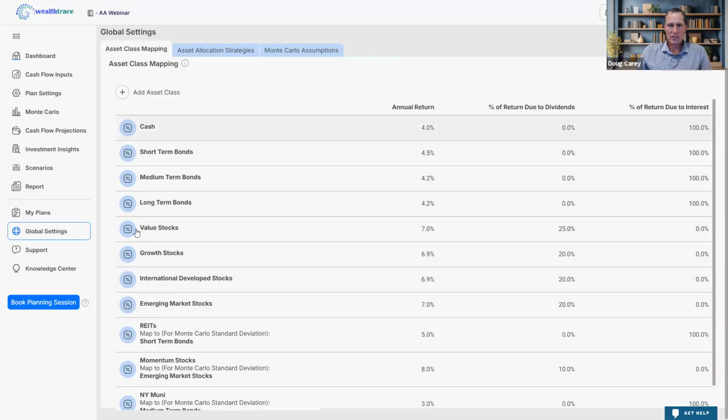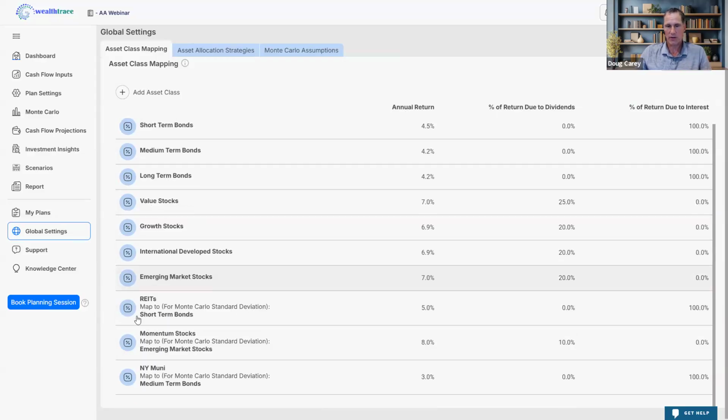So not only do we have these default asset classes, these first eight through emerging markets, I created a few myself, and you can do this too. I created REITs, I created momentum stocks, and I created something called New York Muni with a 3% yield. Now, why would I do that? Well, there's a New York Muni bond in one of these accounts, and I wanted to get the return right.